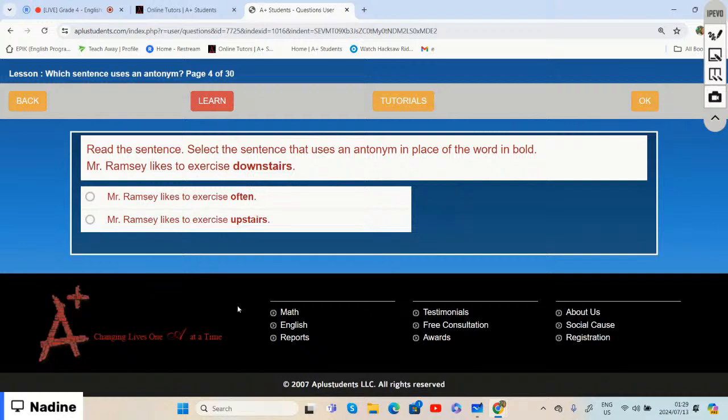We need to say Mr. Ramsey likes to exercise downstairs. What is the opposite of downstairs? If you don't exercise downstairs, then where are you exercising? The opposite of downstairs.